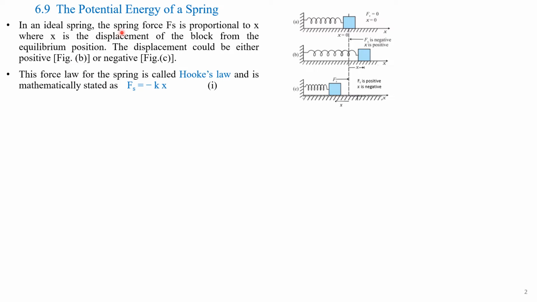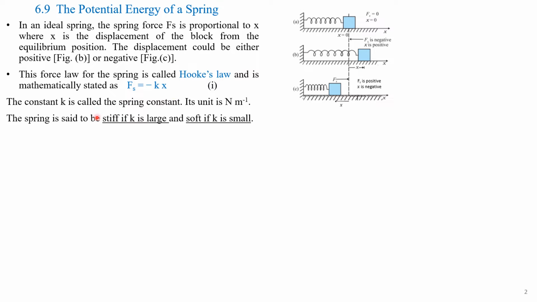This force law is called Hooke's law and is mathematically stated as Fs is equal to minus k into x. Let it be equation 1. The constant k is called the spring constant and its unit is newtons per meter. The spring is said to be stiff if the value of k is large, and the spring is soft if the value of k is small.